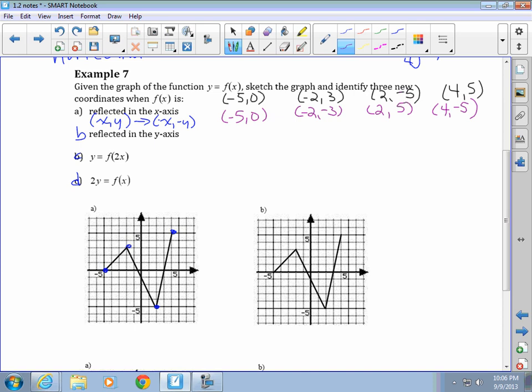So we plot those points. Negative 5, 0. Negative 2 and negative 3. 2 and negative 5. And then 4 and negative 5. So our graph is just a flip.